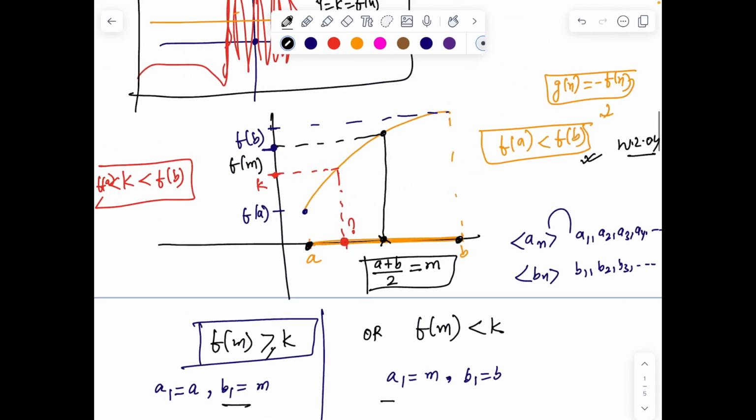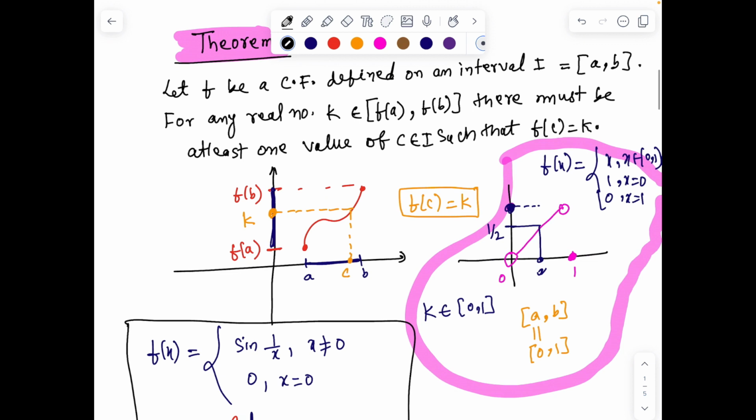So what IVT tells you is, if f is a continuous function defined on an interval, then for any number k that lies between the function values, there will be some input. But if f is discontinuous, we can't comment. Or in other words, the converse of this theorem is also not commentable. You can't comment on the converse. I hope those who are mathematics lovers enjoyed this.